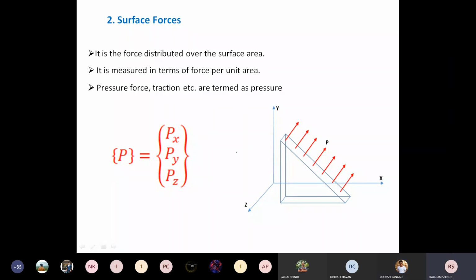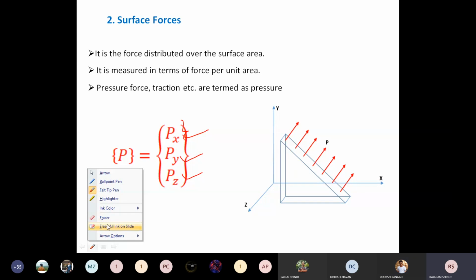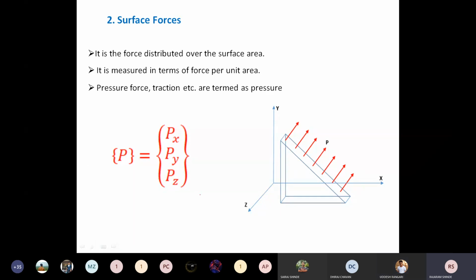Yes. Already I have told you, that if you consider the body, there may be only 1 component, there may be 2 components, there may be 3 components. There may be only px depending upon the direction of the load, there may be only py, there may be only pz, or there may be a combination of 2, or a combination of 3. Do you agree with this? Generally there is a combination of 2, or there is only 1 force, because it is acting on the surface. Over.